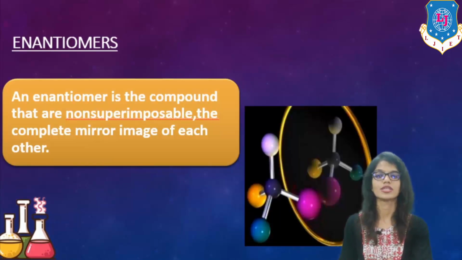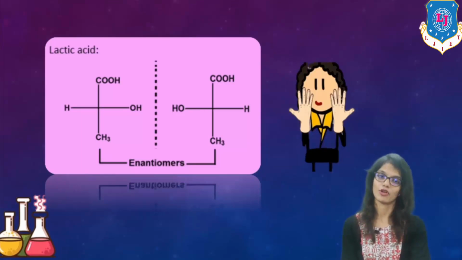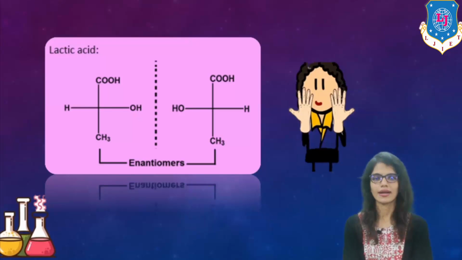Let's observe it through the example here. We have the example of lactic acid. As you can see, the middle part contains carbon. On the upper side, it has the functional group COOH. Right hand side contains the atom H. Below it contains the CH3 methyl group. On the left hand side, it has OH.